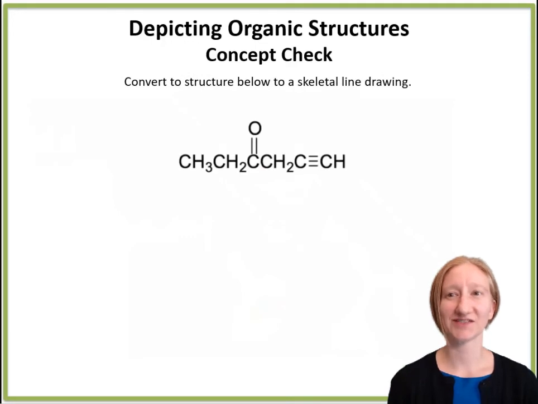Okay, here you're asked to convert the structure below to a skeletal line drawing. And this time I won't convert it to a Lewis structure first. I'll draw the line drawing directly from the condensed structure, but if you need to draw the Lewis structure, then absolutely do so. I'll count the carbons in the main chain first, and find that I have 6 carbons. So I'll draw out a 6-carbon chain.